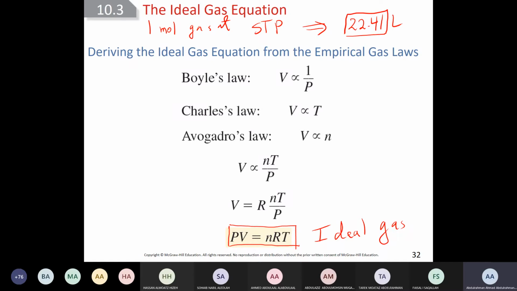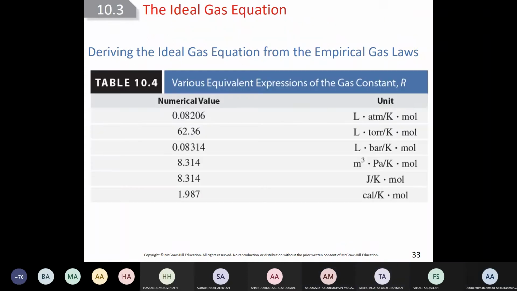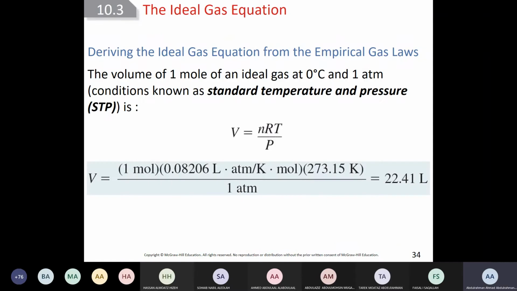What's STP? Standard temperature and pressure. Exactly. What is it in numbers? 0 Celsius and 1 atm. Exactly. You must know this as well. Very good. All right. Next, I also told you this is the number that I want you to memorize. Keep this in mind and memorize it.